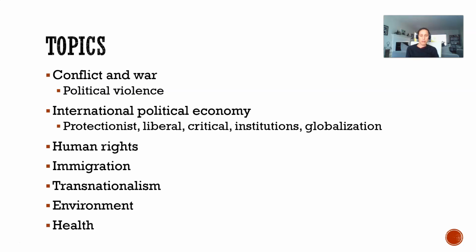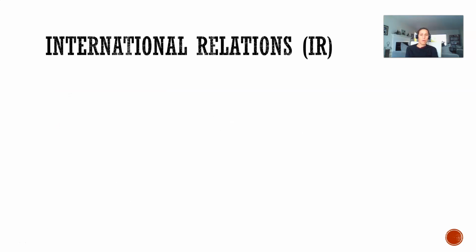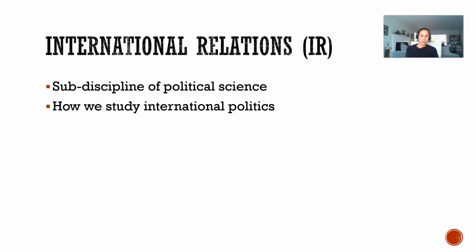people should be treated, and then there are some variations and specific interventions or things that we can do as an international community. Other topics: immigration, transnationalism more in general, the global environment, global health. All of those things are covered when you're studying international politics. Now, the study of international politics is called international relations. Okay, it's a sub-discipline of political science, and this is how we study international politics.